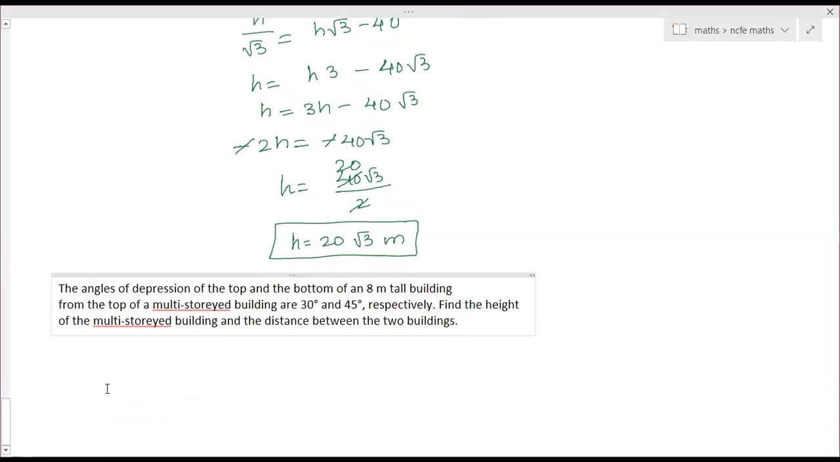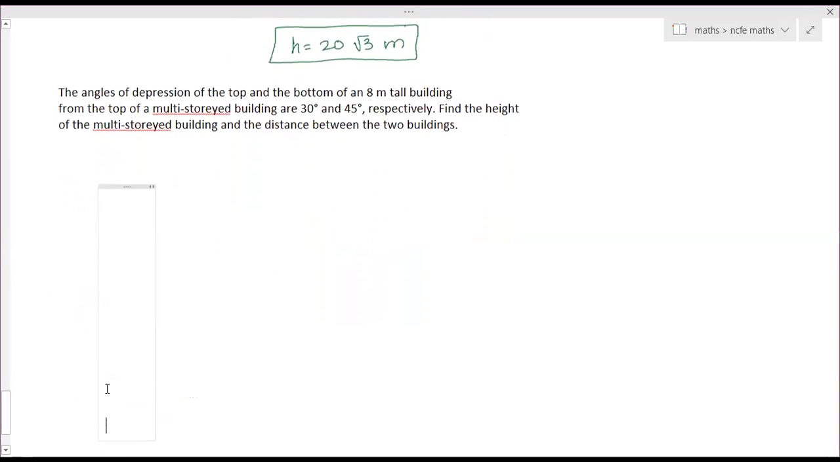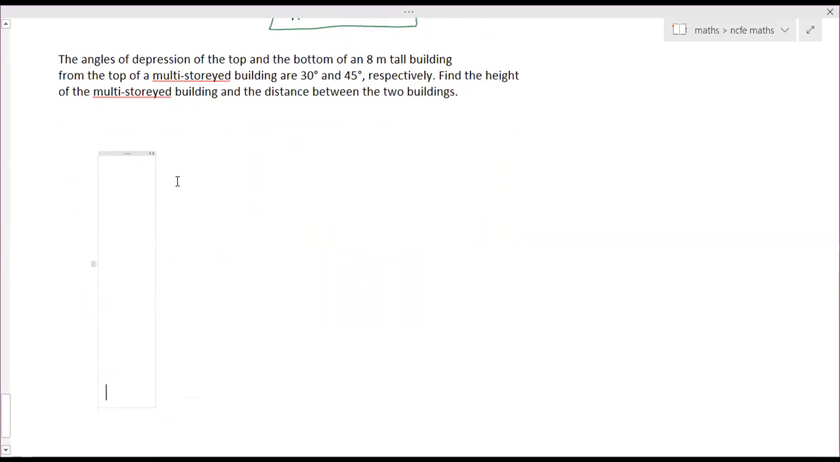Next question: the angle of depression of the top and bottom of the 8-meter tall building from the top of a multi-story building are 30° and 45° respectively. Find the height of the multi-story building and the distance between the two buildings.